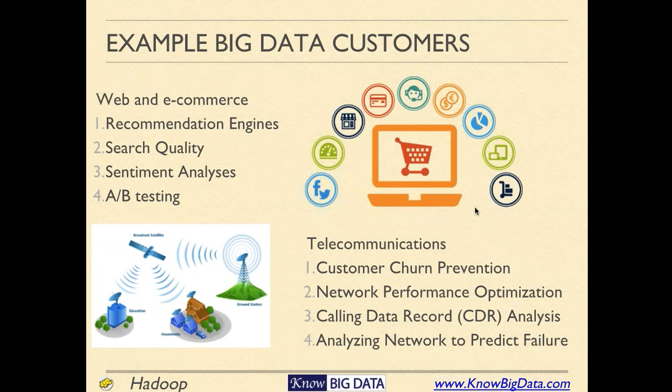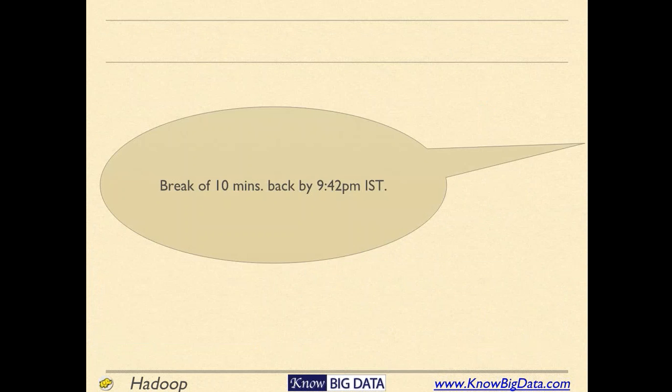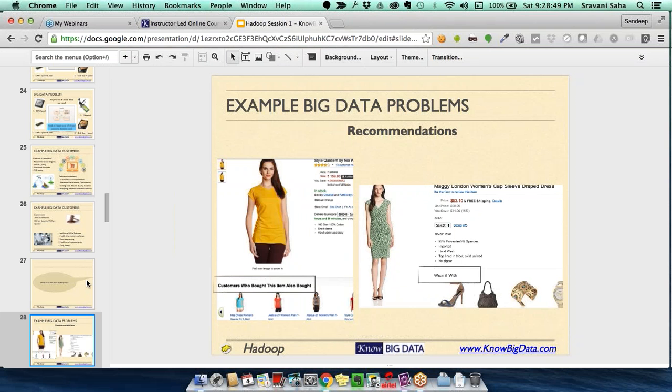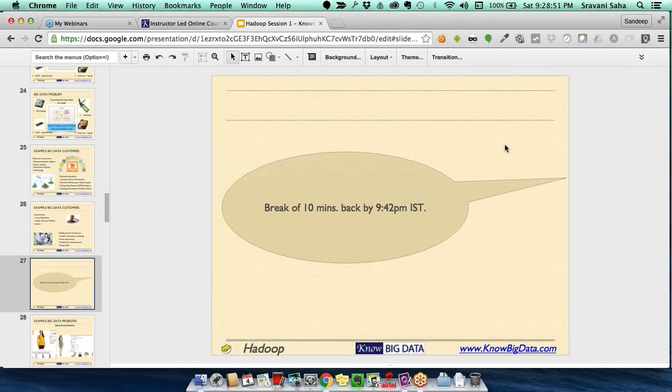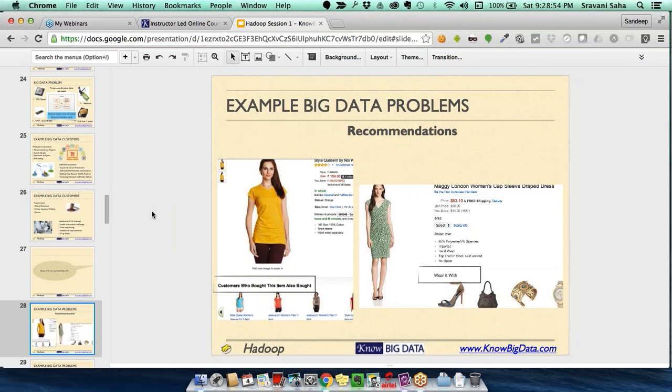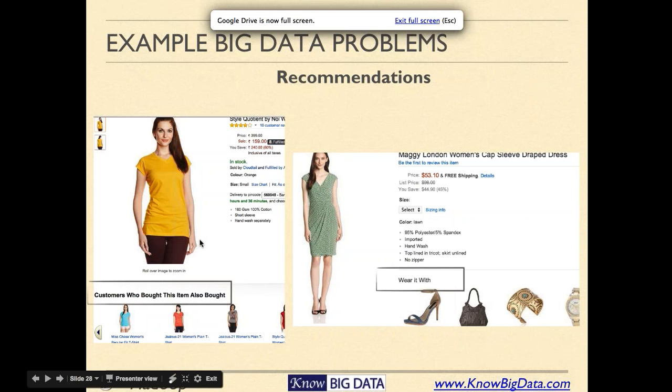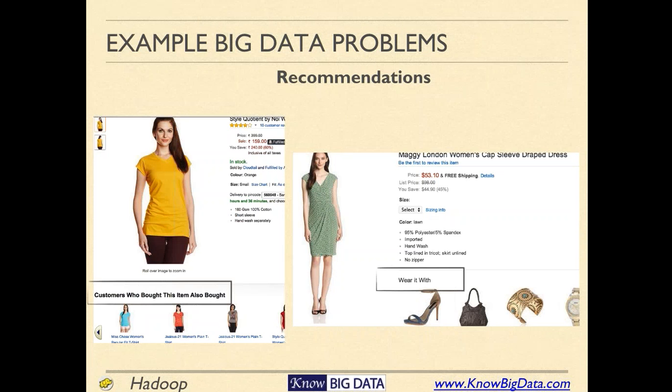The recommendations which you see at Amazon saying you may also like this, this, this, and this. Okay, that's recommendation engine. So let me just skip ahead to recommendation engine. All right, so you can see that there are two kinds of recommendations here.